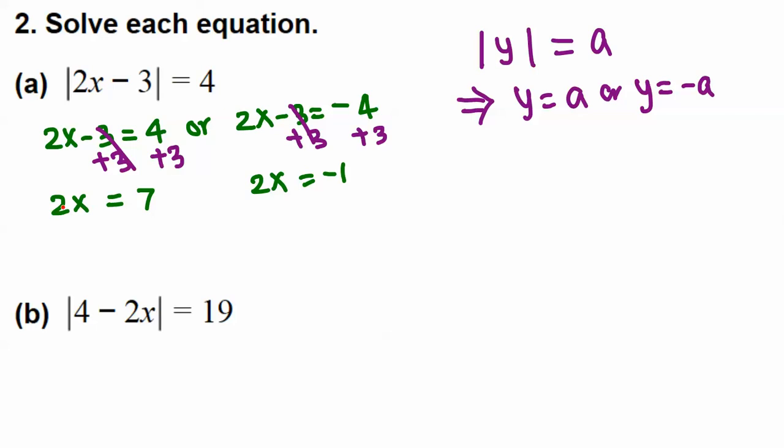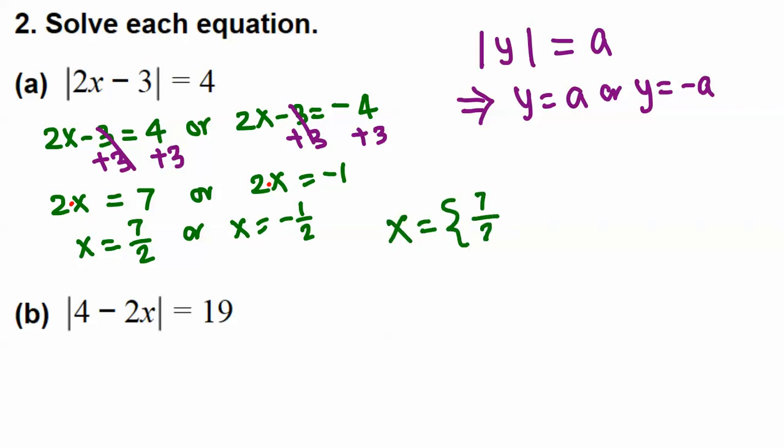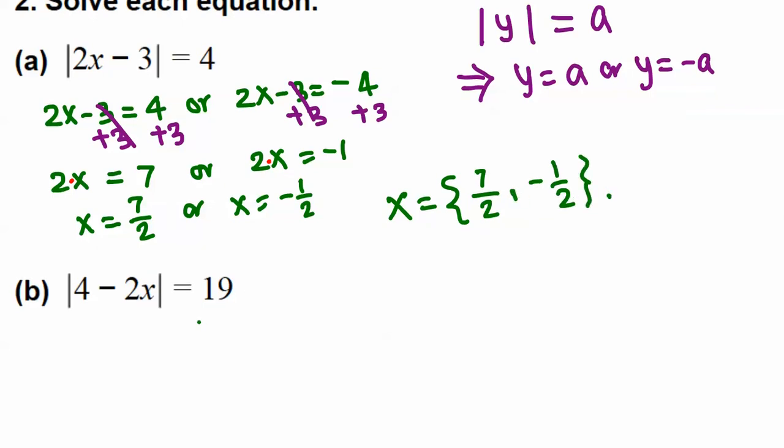Now this is 2 times x. Now divide by 2. We get x equals 7 halves, or x equals negative 1 half. Thus x equals 7 halves, negative 1 half. Okay, let's move to part B.